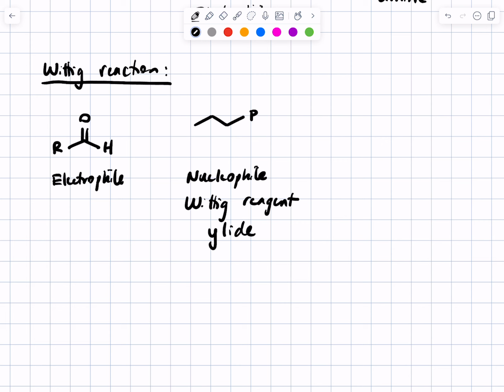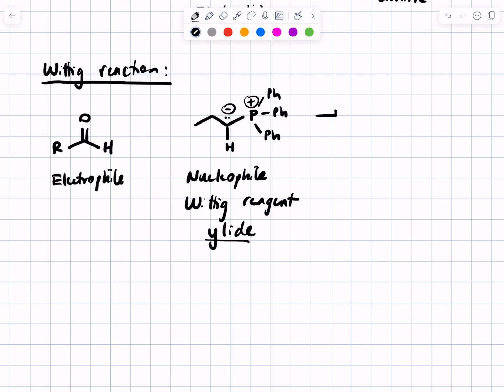It's got a phosphorus. The phosphorus is bonded to 4 carbon groups, in this case 3 phenyls, and then one of the carbons that the phosphorus is bonded to is deprotonated and is negatively charged. We call this an ylide because it has a negative charge and a positive charge on adjacent atoms.